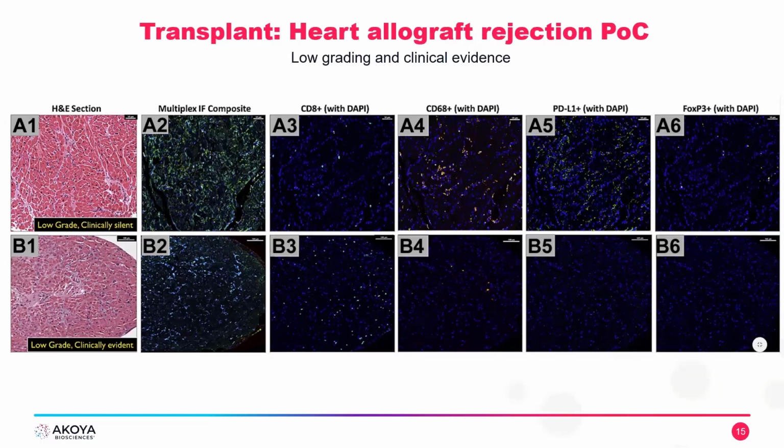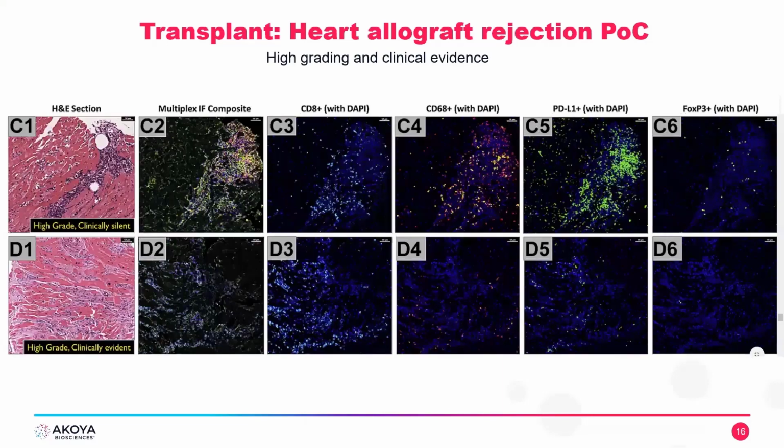And in the upper row, you see these are low grade determined, and they indeed showed clinical silence. But in the second row, they were also determined as low grade, but they were actually clinical evident. That means a rejection took place. And here you see an example of high grade with clinical silence, and a high grade with clinical evidence. So you see, obviously it's not sufficient just to look at the T cell or at the immune cell.